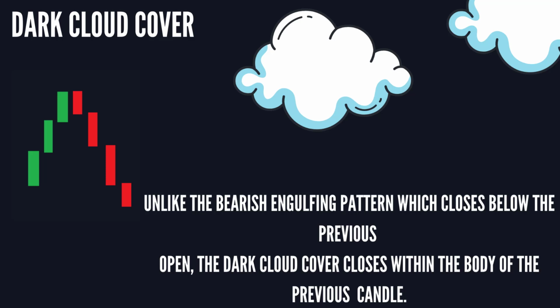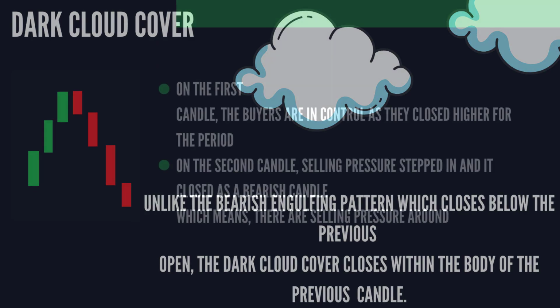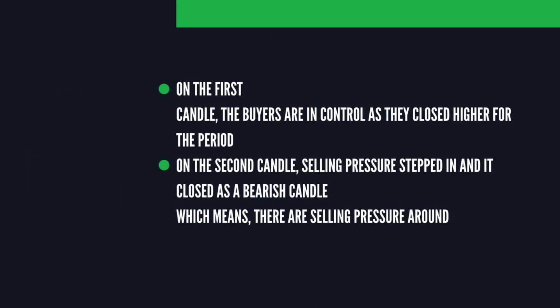Okay, so let's look at this example. The first candle has a bullish close. The body of the second candle closes beyond the halfway mark of the first candle. The second candle closes bearish, as you can see clearly here. And this is what a dark cloud cover means. On the first candle, the buyers are in control as they close higher for the period. On the second candle, selling pressure stepped in and it closed bearishly, more than 50% of the previous body, which tells you there is selling pressure around.